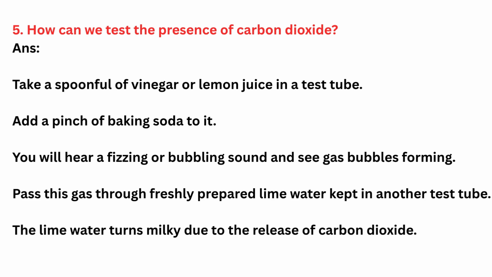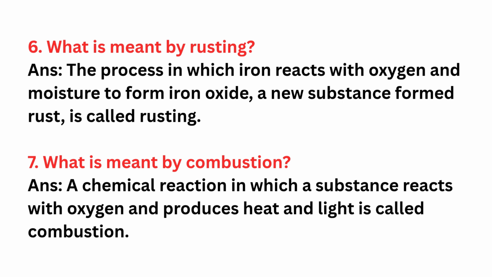Question number 6, what is meant by rusting? The process in which iron reacts with oxygen and moisture to form iron oxide, a new substance called rust, is called rusting. Question number 7, what is meant by combustion? A chemical reaction in which a substance reacts with oxygen and produces heat and light is called combustion.